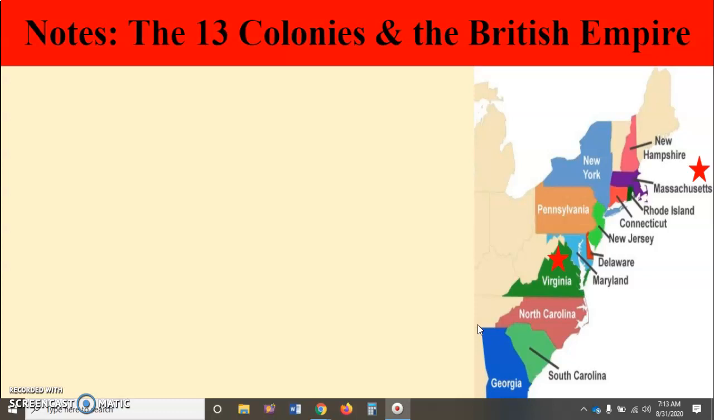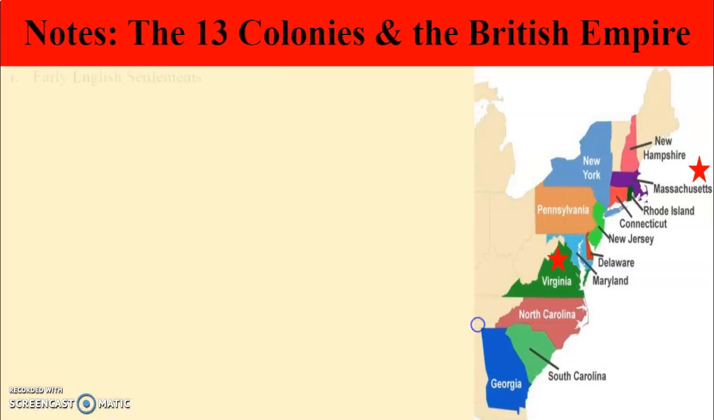Today we are learning about the 13 colonies and the British Empire. So yes, there were a lot of people from different countries that came, like the Spanish and the Portuguese and the Dutch and the French, but we're mostly going to be focusing on the English settlers that came to the Americas because that's where the United States started from.